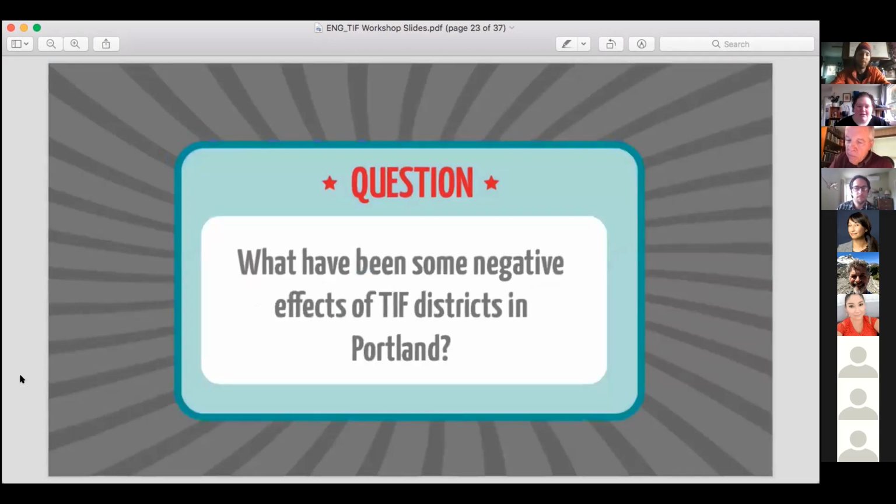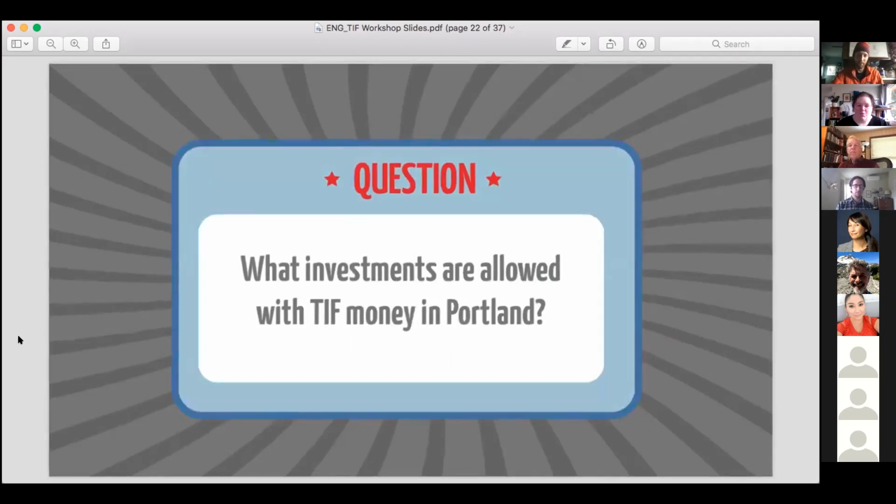Next slide. What have been some negative effects of TIF districts in Portland? Displacement and gentrification. All right, next slide. I think you went backwards.